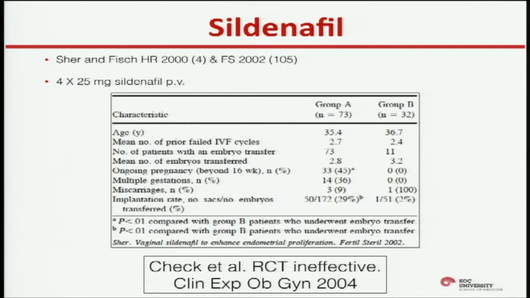So all these women had endometrial thickness less than 8 millimeters in a prior cycle. They were given 4 times Viagra tablets vaginally versus nothing, okay? And at the end, even though endometrial thickness was the same, implantation rate was found to be significantly increased.